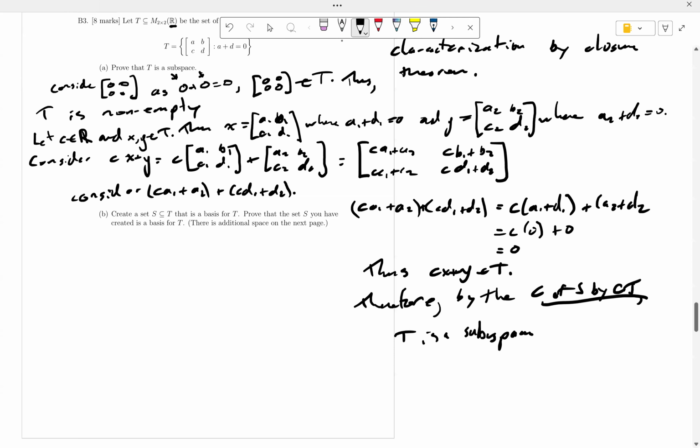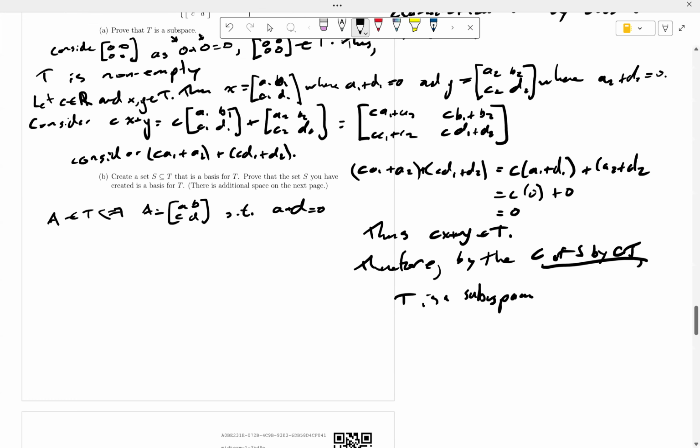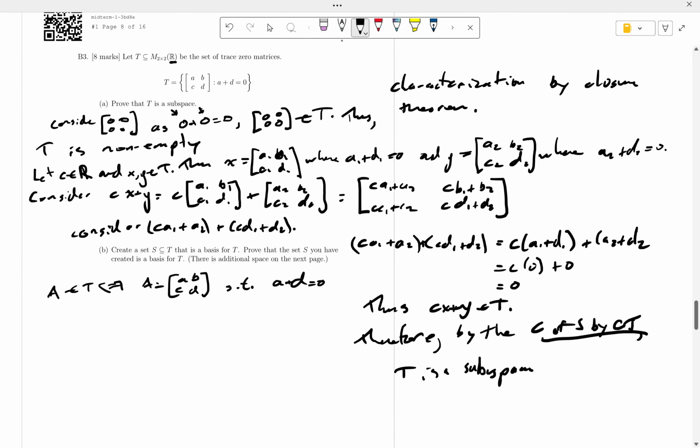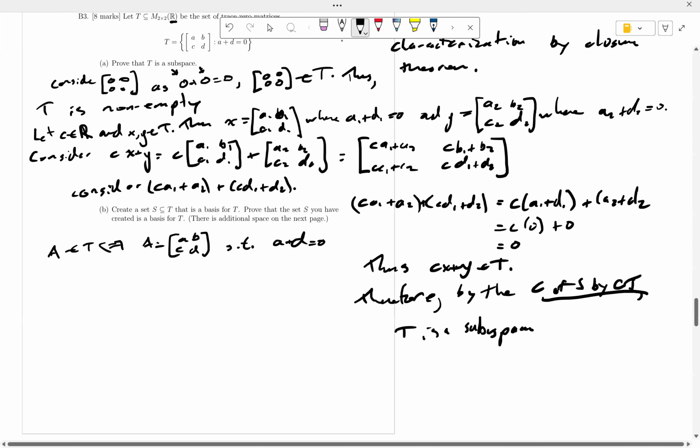Okay. To construct a basis, what we're going to do is we're going to connect being in the set T to being a spanning set. So A is in T if and only if A equals A, B, C, D, such that A plus D equals 0. So I've started with what it means to be in T. And now I'm going to use this to construct a system of equations.